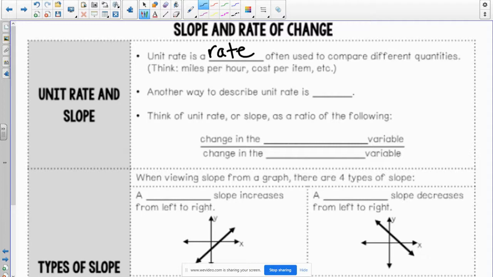Another way to describe unit rate is known as what is new here in 8th grade math, which will be used in Algebra 1 next year, is the idea of slope. So another way to describe that unit rate you've learned in the past is also known as a slope. You might also hear me or a future teacher refer to it as rate of change.